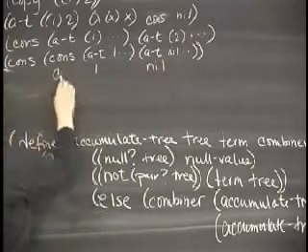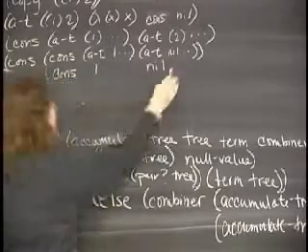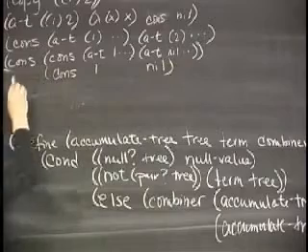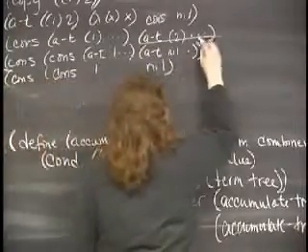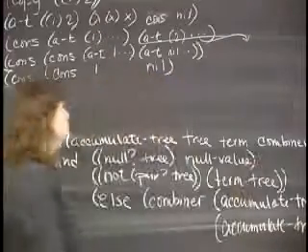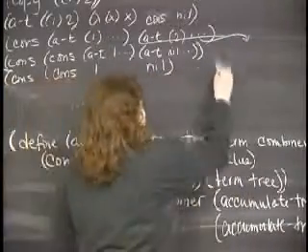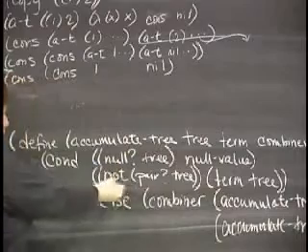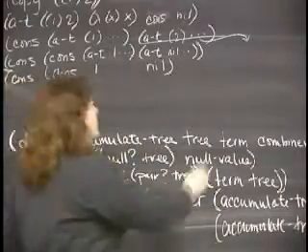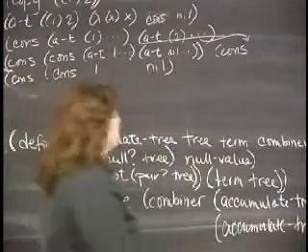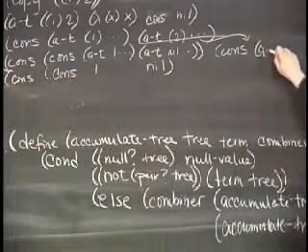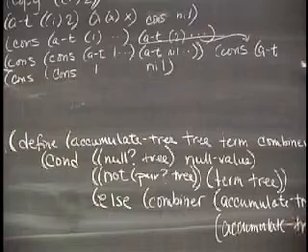Okay, so here we've got cons 1 nil. Now let's go off and look at accumulate tree on the list 2. Well, that's not null. It is a pair, so we fall through to here. And we're going to cons accumulate tree on the car, which is, what's the car of the list 2?